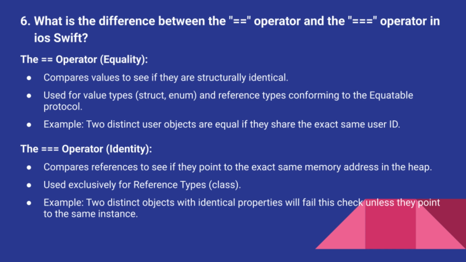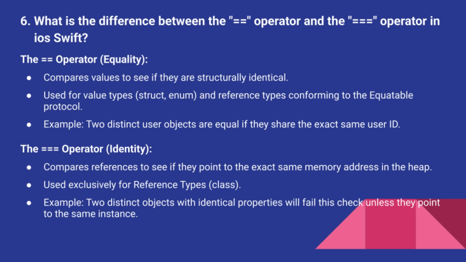Let's look at the double equals operator. This checks for structural equality. It compares data values to see if they are conceptually the same. For instance, if you have two distinct instances of a Human class, and both instances have an ID of 2 and the name John, checking them with double equals will return true, assuming the class conforms to the Equatable protocol. They hold the exact structural data.